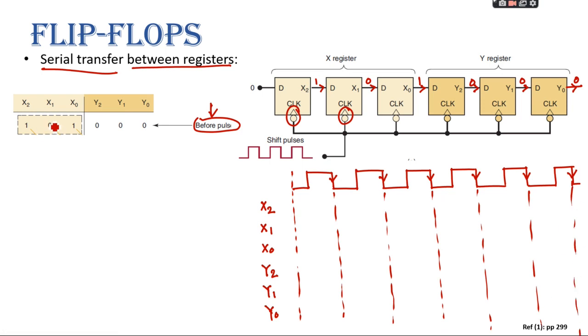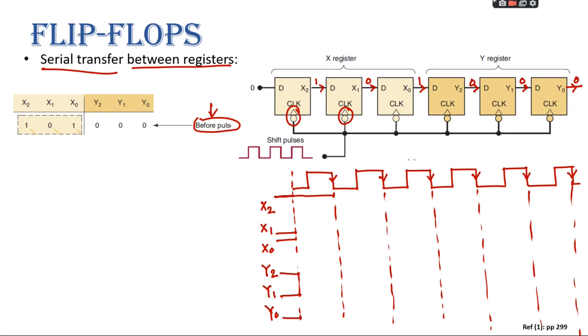Okay, so it says just before this pulse, what is the value of x2? It was 1, right? Yes, sir. x1 is 0, x0 is again 1, and y2, y1 and y0 is 0, right? Yes, sir. So now, after the first clock pulse, if it is 1, it will remain 1 until it gets the first negative edge, right?